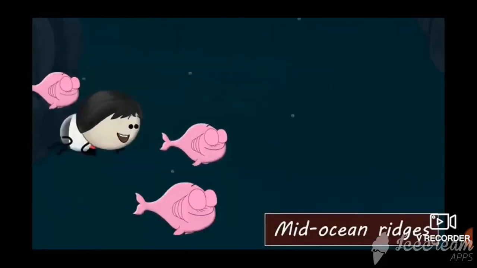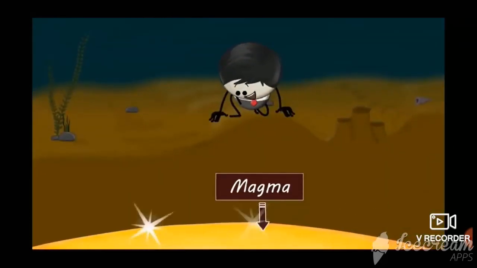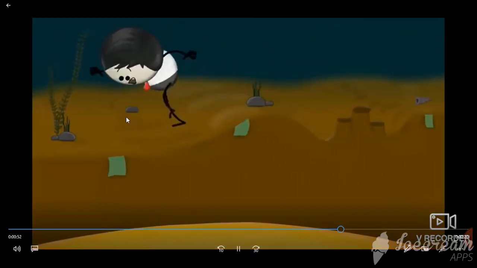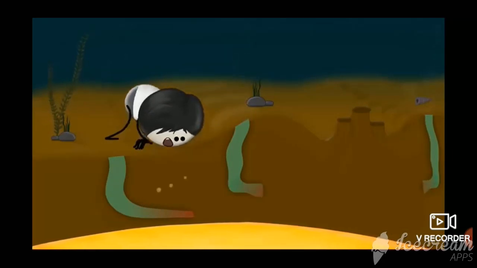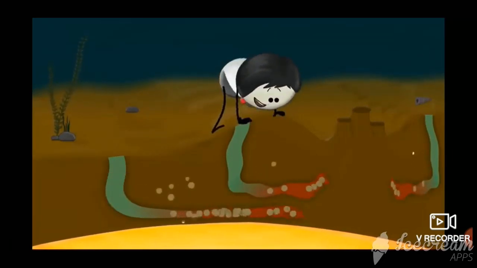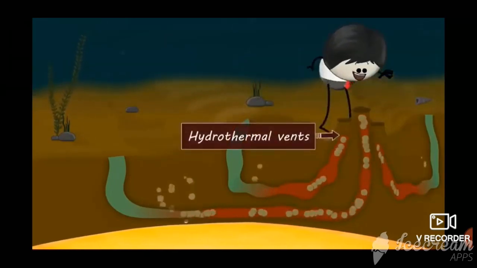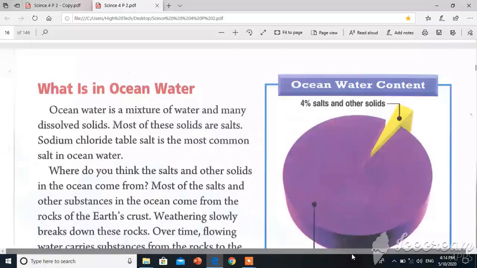In addition to this, along the mid-ocean ridges, magma rises close to the oceanic crust. Here, when the salty ocean water seeps into the Earth's crust, it gets hot due to magma. This hot water dissolves more minerals present in the crust and carries them to the oceans through fissures called hydrothermal vents, thus making the ocean water salty.